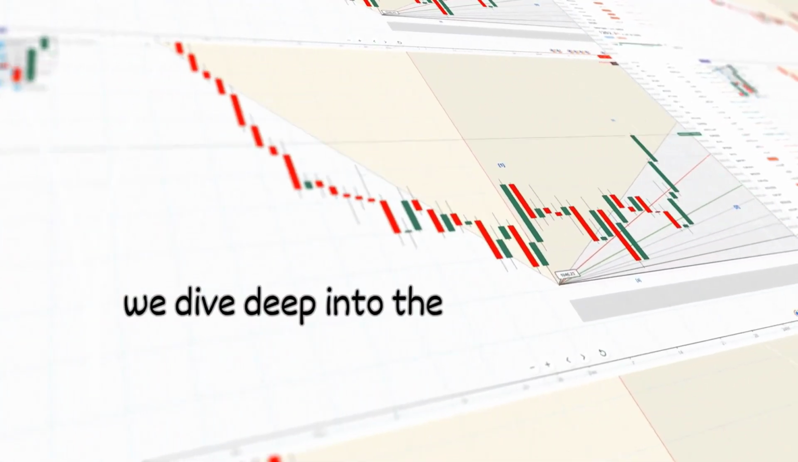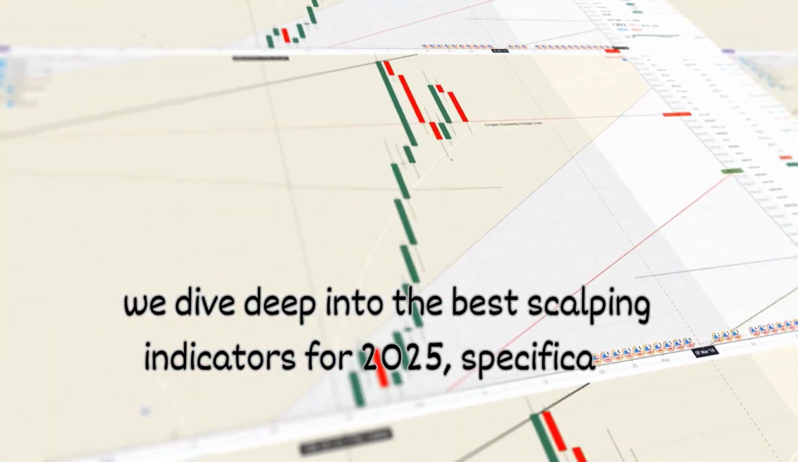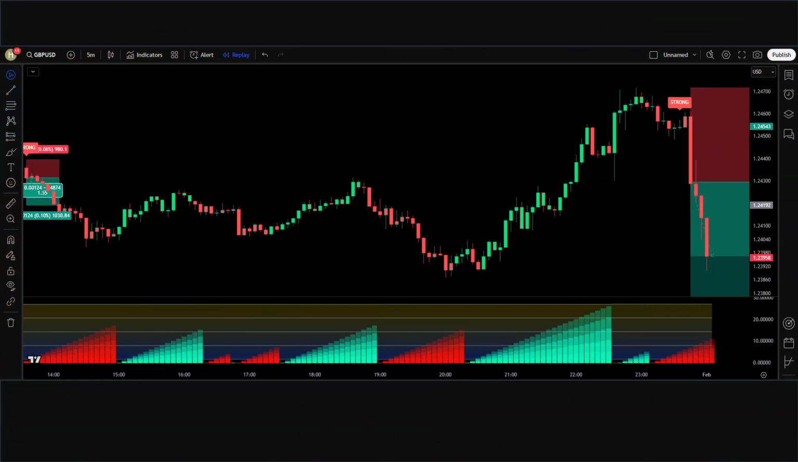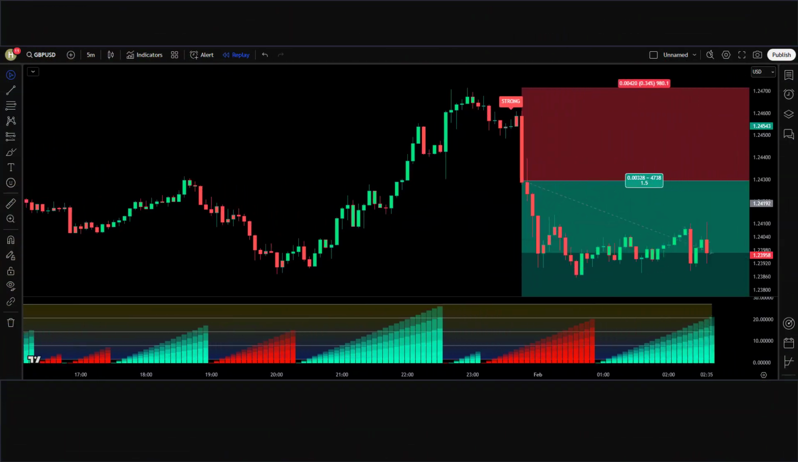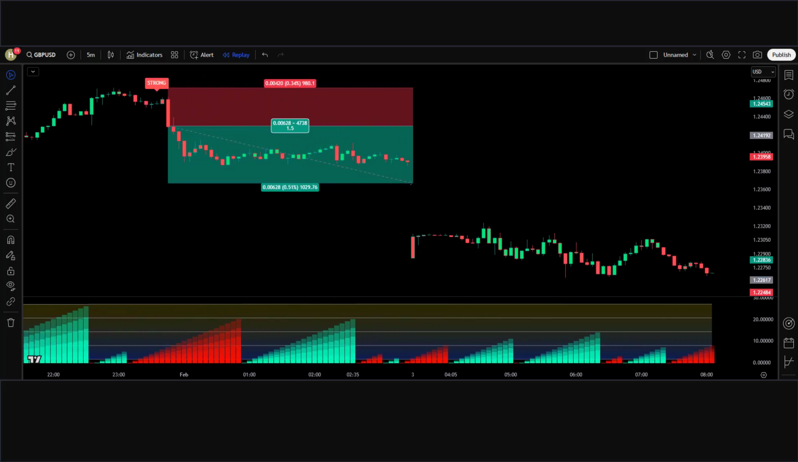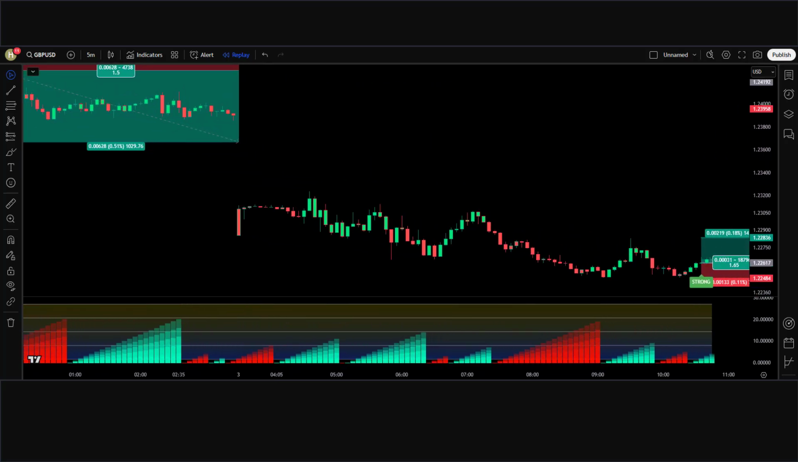In this guide, we dive deep into the best scalping indicators for 2025, specifically designed to work with TradingView. Whether you're a beginner or an experienced trader, this video will show you the most effective and free tools to spot trend reversals and improve your scalping strategy.